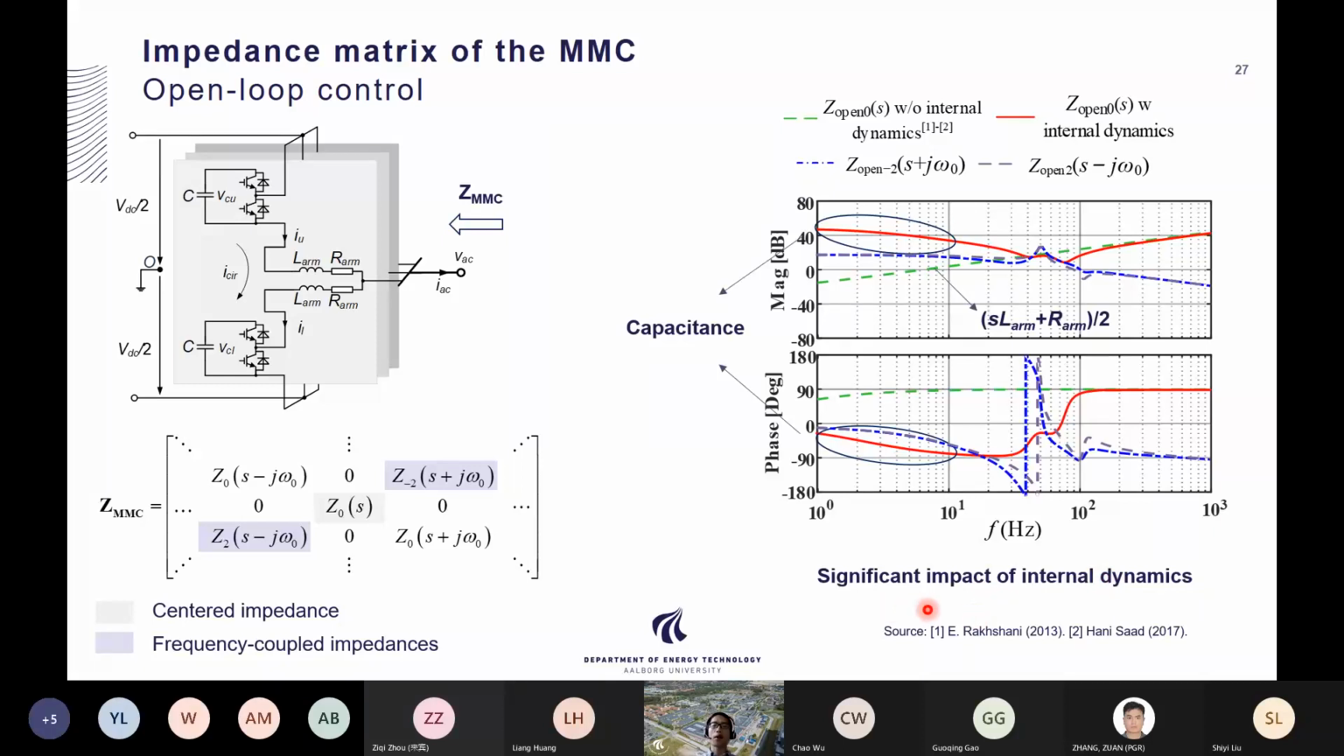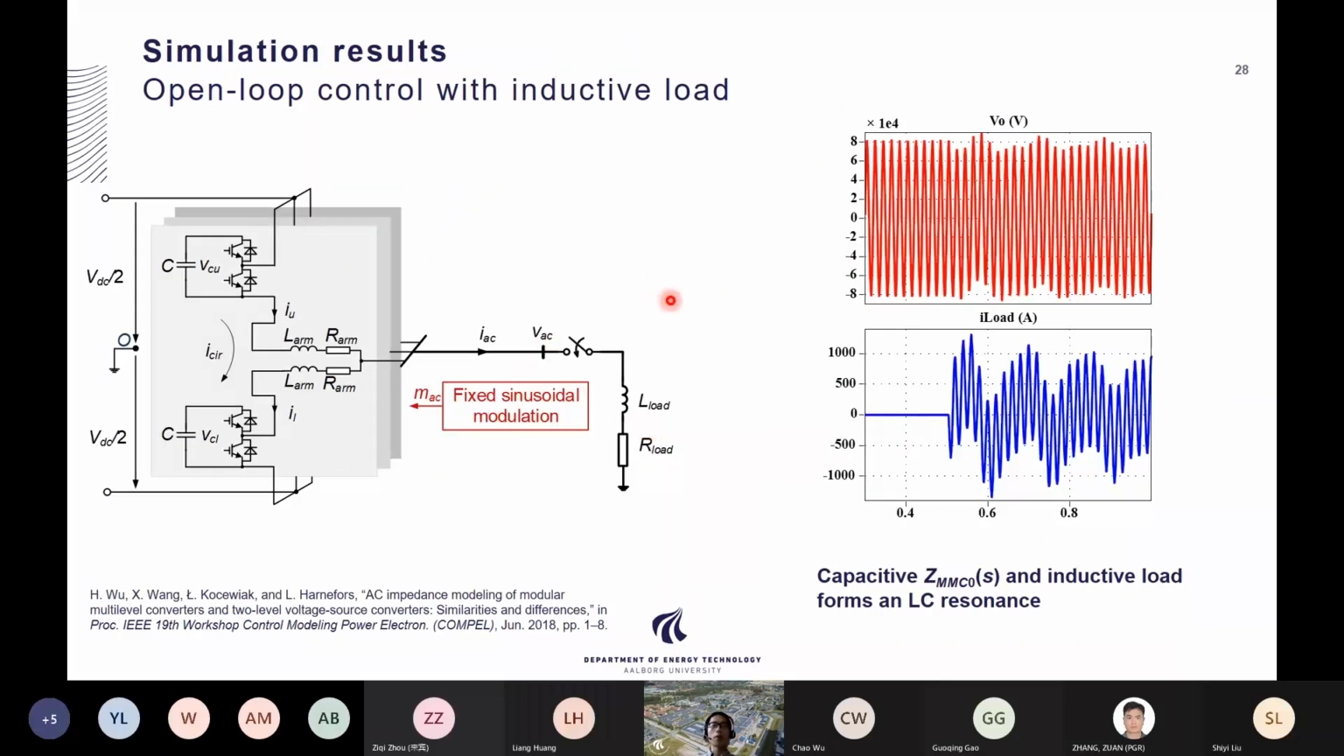I have to say, back 4 to 10 years ago, a lot of people just treated the MMC model as exactly the same as the two-level converters, which is quite unacceptable, because here you can see there is a significant difference in the low frequency range, which means the low frequency behavior, or the subsynchronous behavior, of the MMC is quite different from the two-level voltage source converter. I will give you a much more straightforward illustration here: we operate the MMC with open loop control, then we directly connect this MMC with an inductive load.